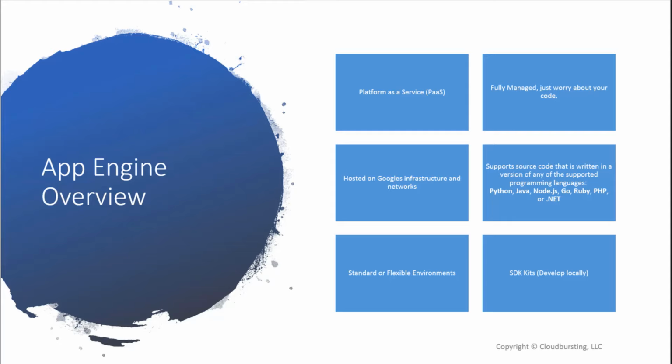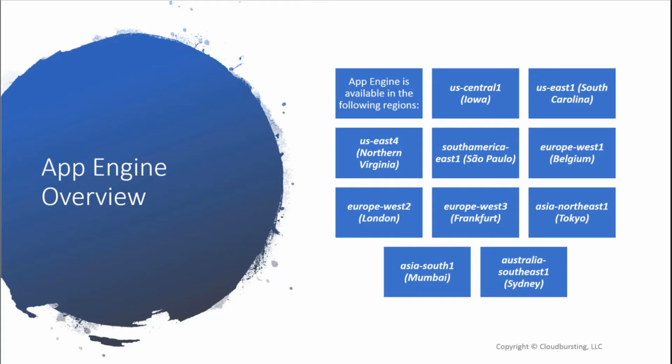Supports source code, of course, that you generally would want to deploy applications on. There's two environments, standard or flexible. And there's SDK kits where you could download and of course, develop locally on your workstation, laptop, etc. Now, App Engine is a regional service, and I'll talk more about that in the next slide. But basically, you could see the regions here that currently at the time of writing the course, it is available in.